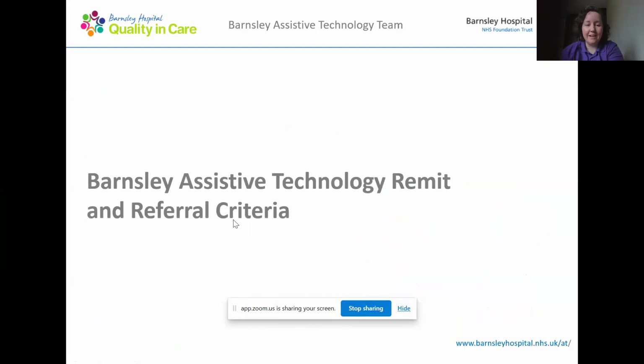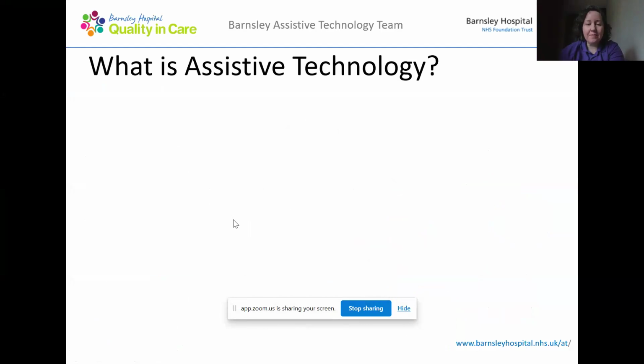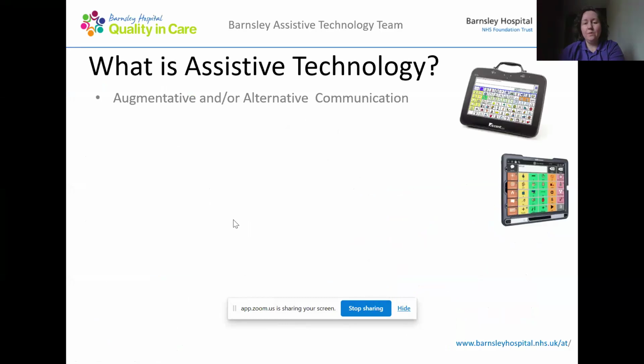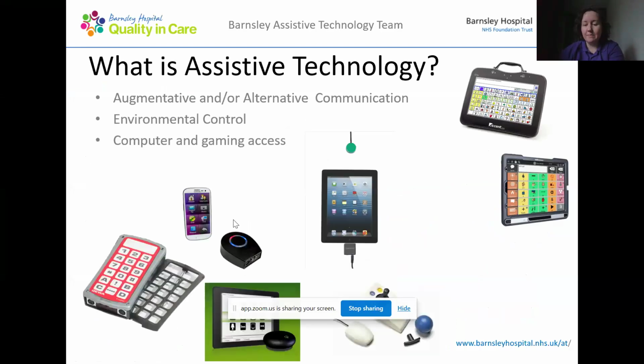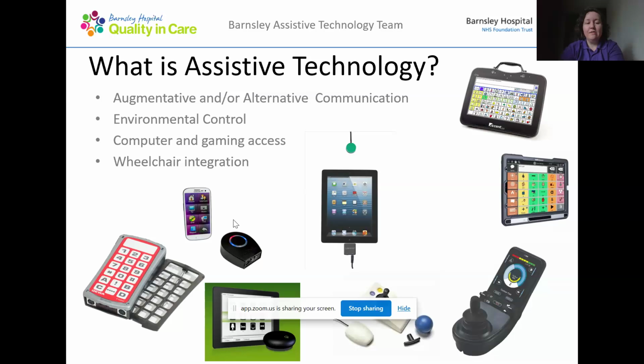Sorry about this. Right, so we're only on the third slide, so hopefully not missed too much. So yes, a little bit about our referral criteria. But firstly, what is assistive technology? As you are a service that supports people who use therapy apps, this might be something you're very familiar with already, but I thought I'd just give you a little bit of an overview.